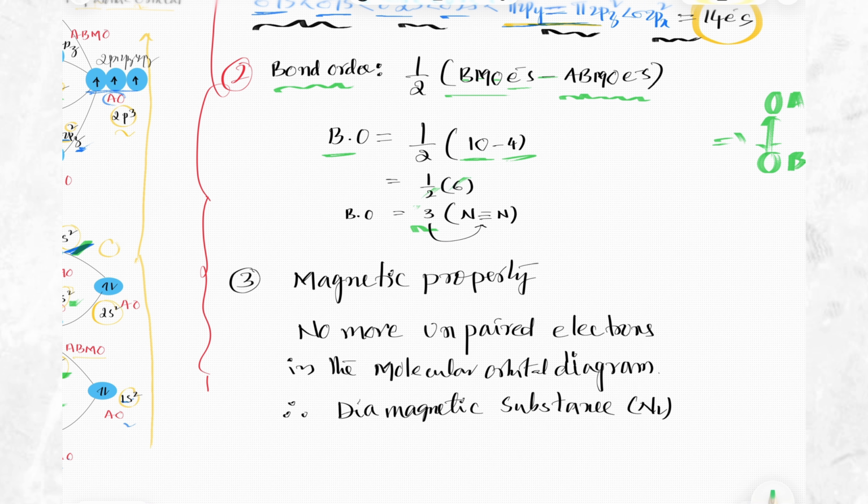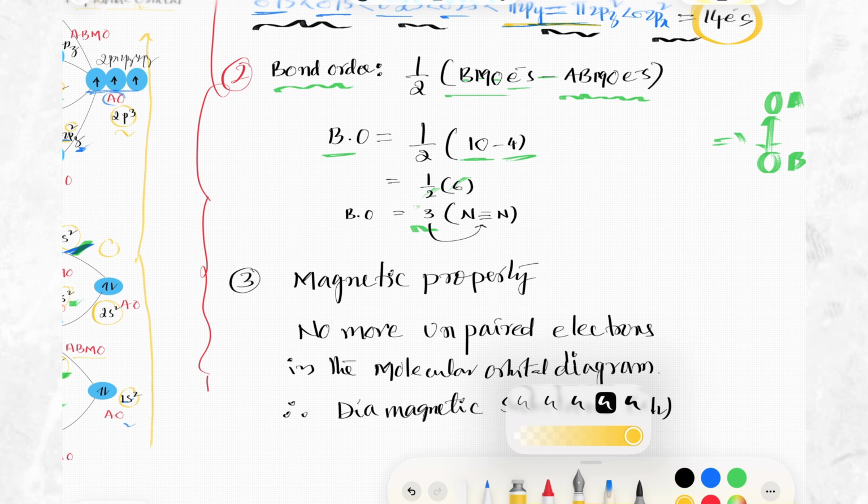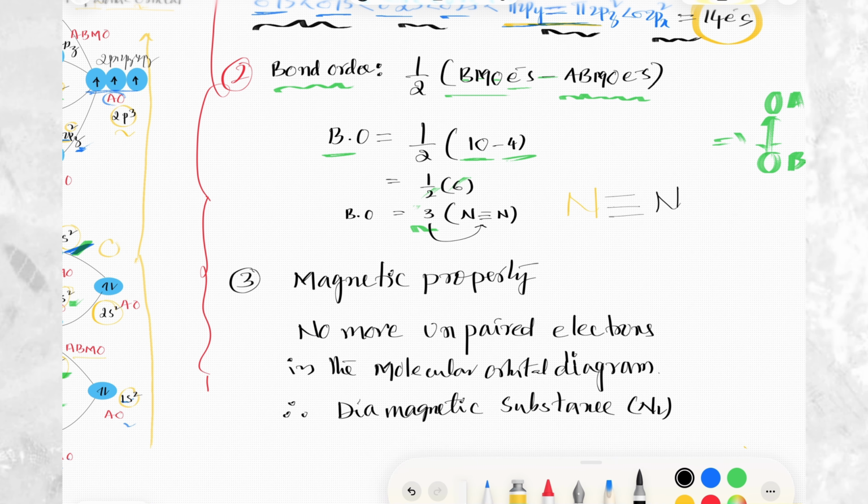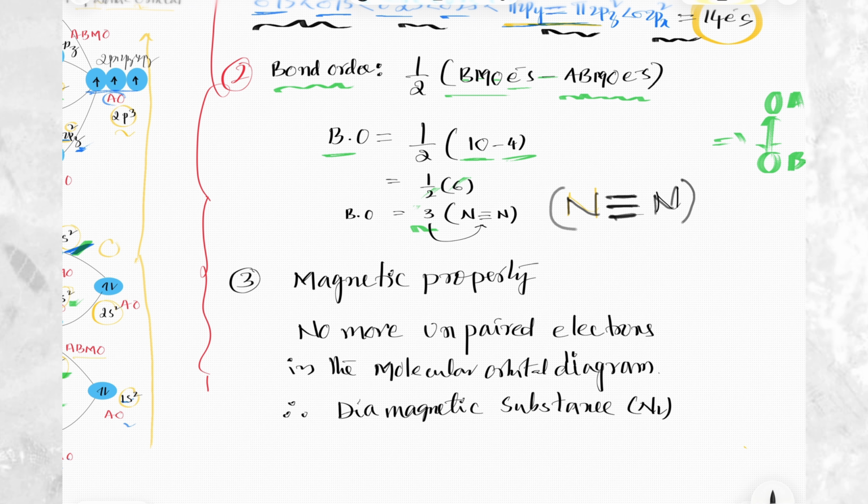So what is the meaning of 3? That is important here. Tell me, what is the meaning of 3? That is nothing but between nitrogen and nitrogen, how many bonds are there? 1, 2, 3 bonds are there. That three indicates the bond order. Bond order 3 means between two atoms, 3 bonds will be present. That is the importance of our bond order concept.